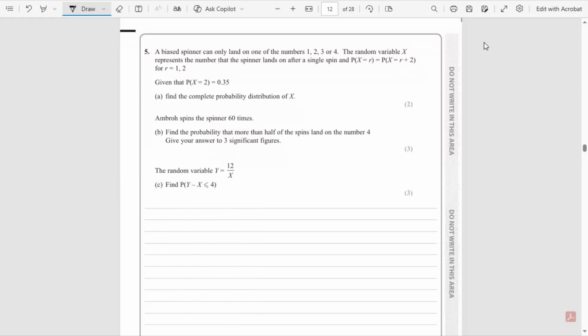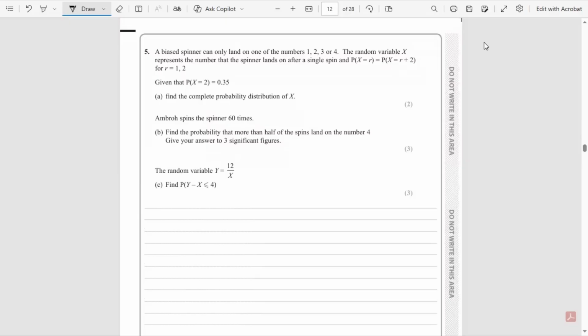Hi everyone. So in this video, we're going to work through a Year 12 stats question from the AS 2018 paper. Now, this question is about discrete random variables. So a biased spinner can only land on one of the four numbers 1, 2, 3, or 4. The random variable x represents the number that the spinner lands on after a single spin.